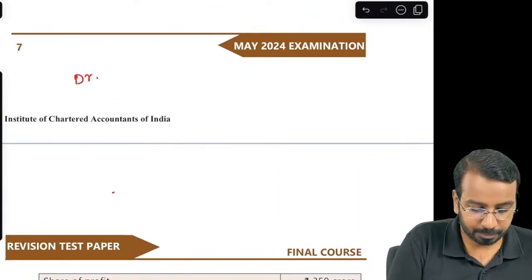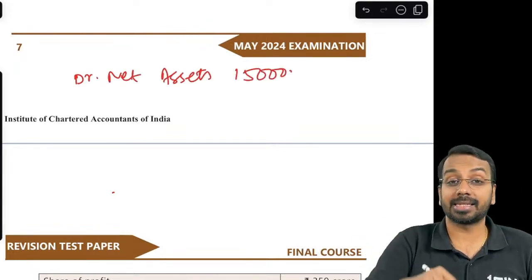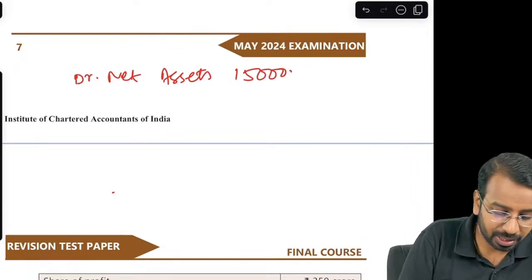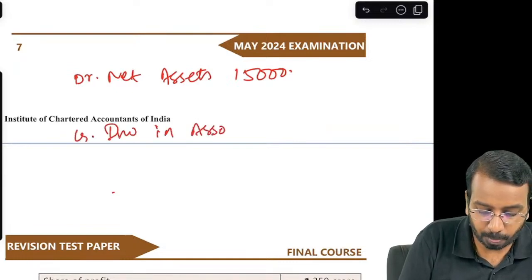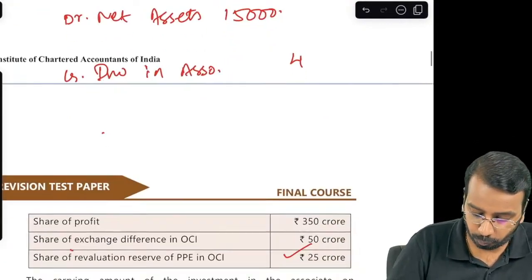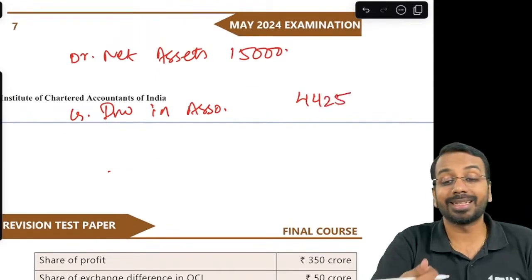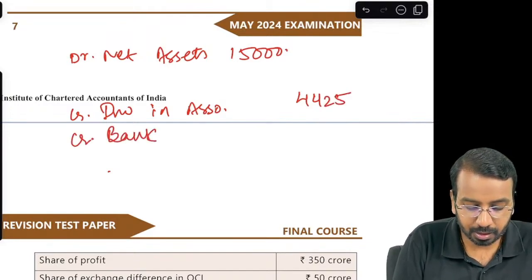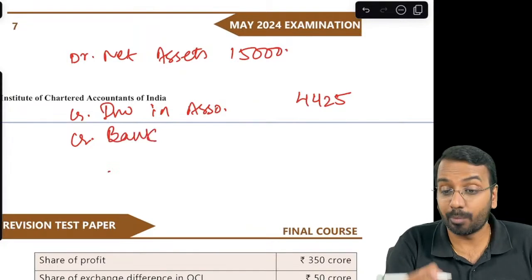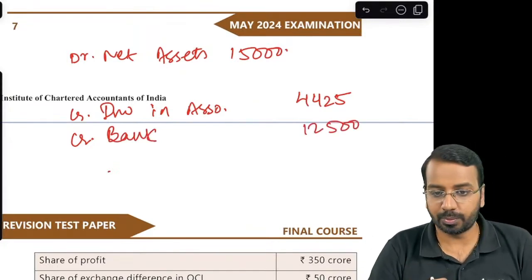We will debit net assets at 15,000 crores, because we are now incorporating the asset. What are we giving away? We will credit investment in associate at the carrying amount of 4,425, because that is no longer needed. Then we will credit bank or cash by how much? By the amount that we have paid, 12,500, because that is also going out of the business, right?